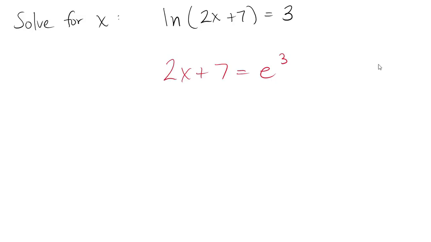Now, e cubed is an irrational number. We could come up with a decimal approximation for it, but we're not looking for an approximation here. It says solve for x. We want the exact solution. So just leave this as e cubed and solve this equation like you would any other equation. Pretend like that e cubed is an integer, like 10. What would you do first? Well, you'd subtract 7. You want to do the same thing here.